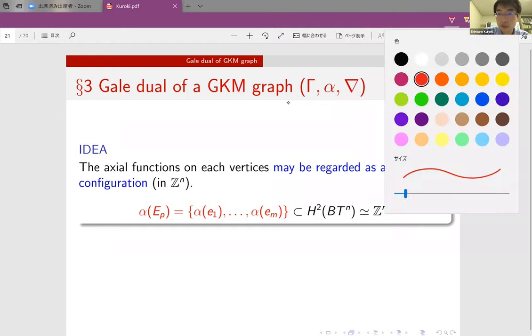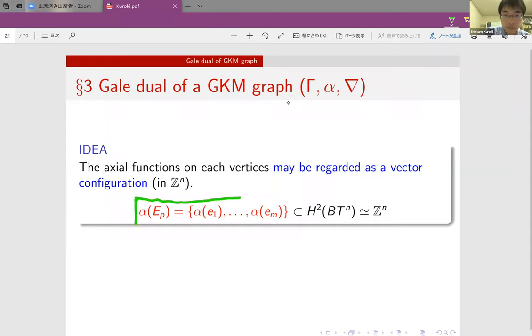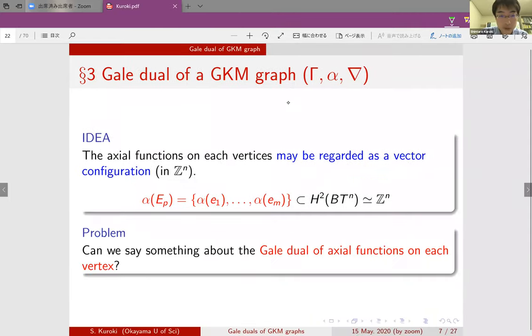So it means that this set of the axial functions of E_P, where E_P is the outgoing edges from P, defined by alpha E1 to alpha EM, may be regarded as a vector configuration in Z^n, and Z^n is a lattice. So we can define the Gale dual on it. And this is a question with my student. Can we say something interesting about the Gale dual of axial functions on each vertex? So this is our starting point. And my former student found some interesting properties about this. And Tomoo Matsumura and I progressed his work.